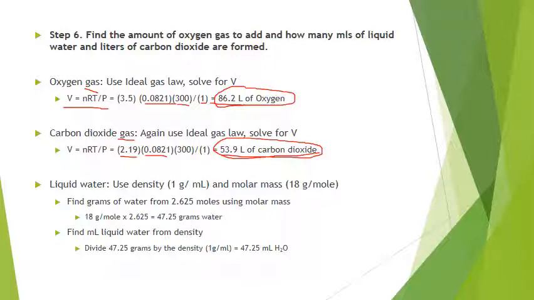Now figure out the amount of water you're going to make. You make 2.625 moles of water. You need to figure out the amount of grams using the molar mass, so multiply. Then to get mils, you divide by the density, and you get 47.25 mils of water. So pretty straightforward. Again, similar to the last one, you don't need to find the limiting reactant.